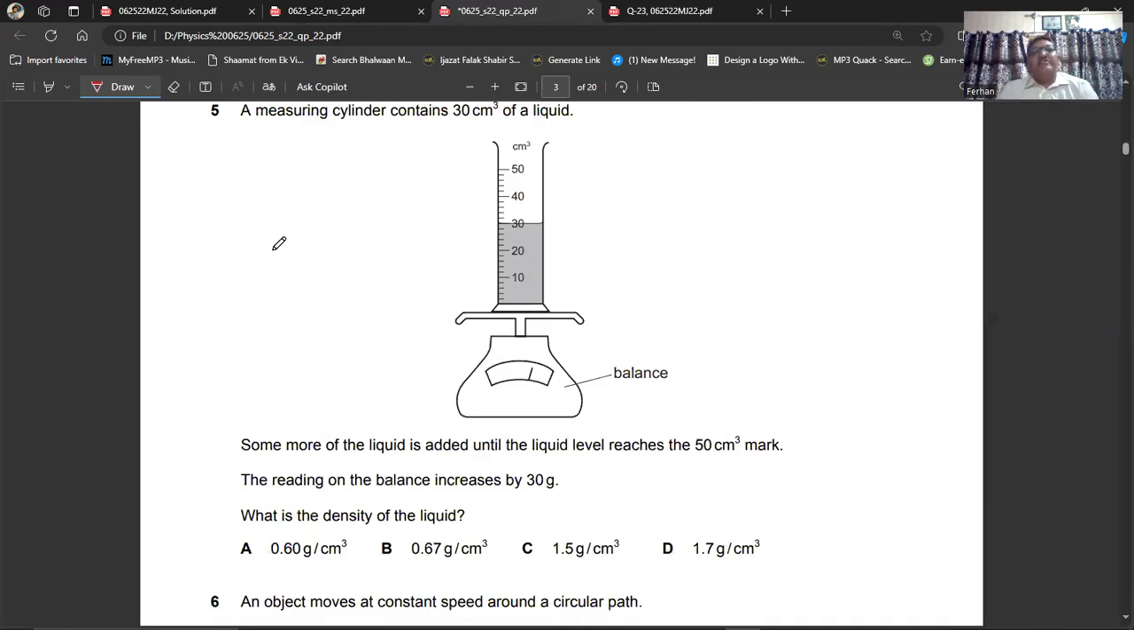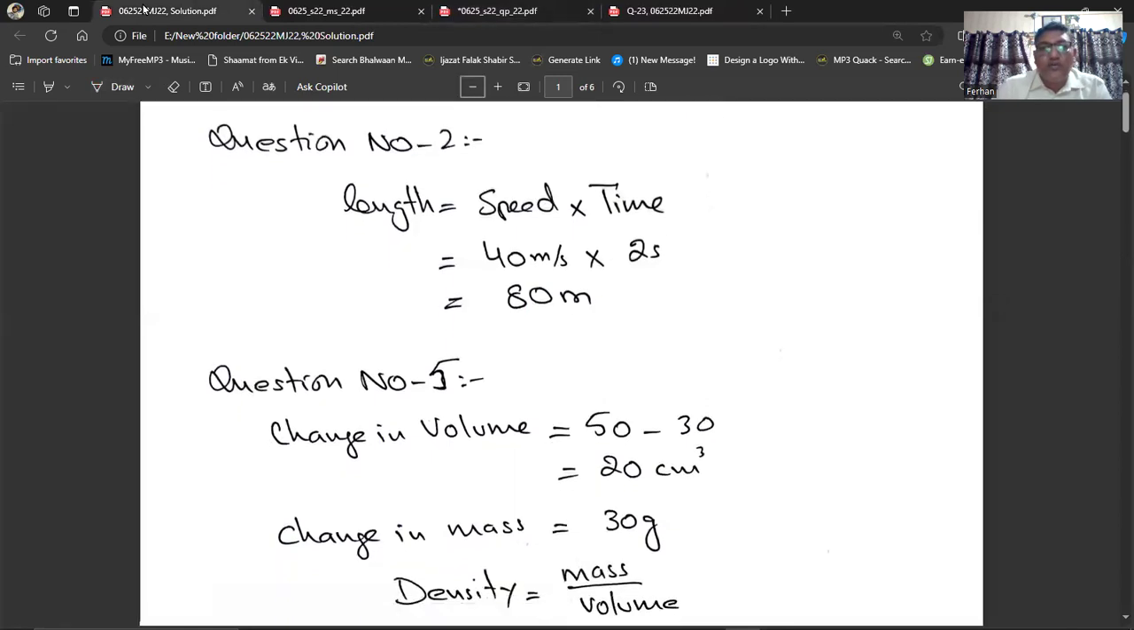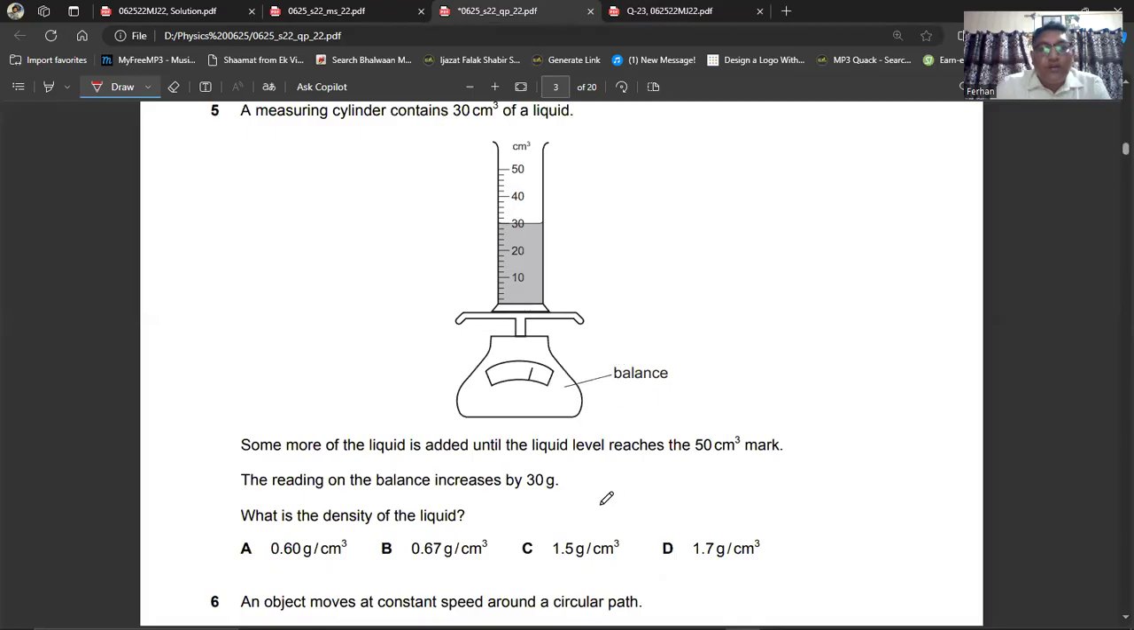A measuring cylinder contains 30 centimeter cube of a liquid. Some more of the liquid is added until the liquid level reaches the 50 centimeter cube mark. The reading on the balance increases by 30 gram. What is the density of the liquid? So the volume of the liquid you added will be 50 minus 30, which is 20 centimeter cube. The mass of the liquid you added is 30 grams. So its density will be mass divided by volume. So 30 gram divided by 20 centimeter cube, and it will be 1.5 grams per centimeter cube. I think C is the choice.